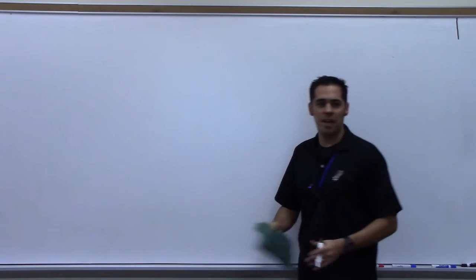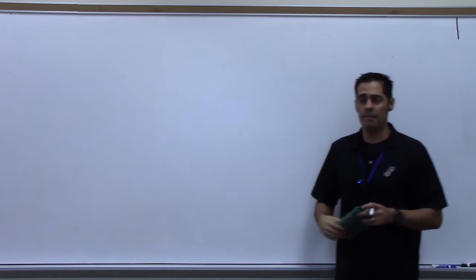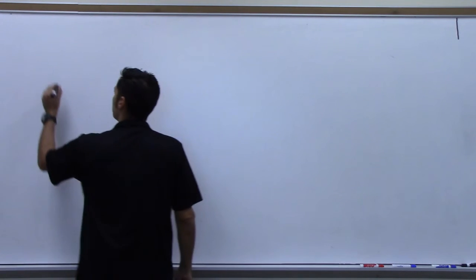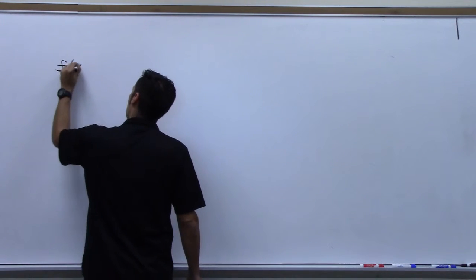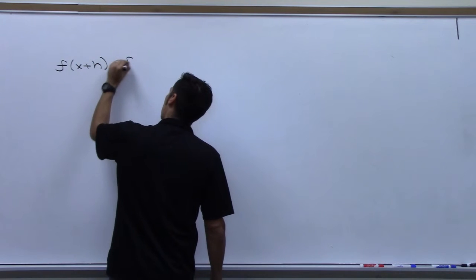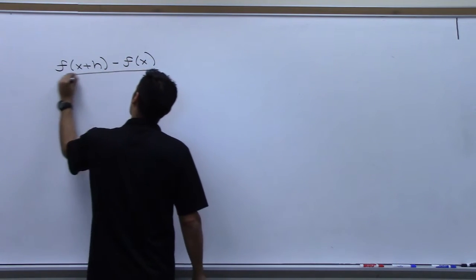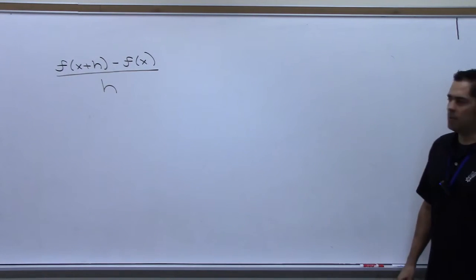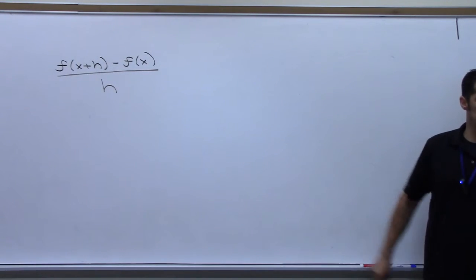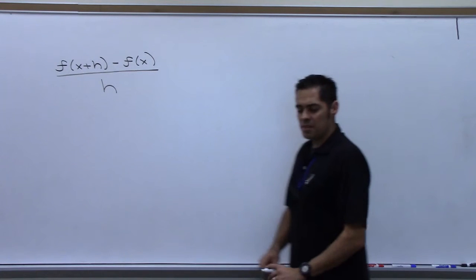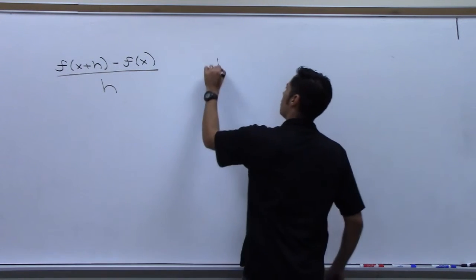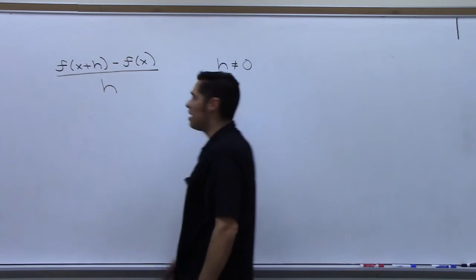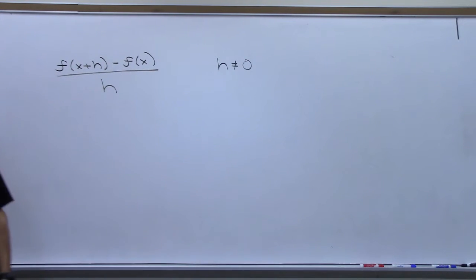fundamental to your success in Calculus 1, all right? The difference quotient is the following. f of x plus h minus f of x over h. That's called the difference quotient. That specific expression. What this expression assumes is a few things. First of all, h can't be 0. Now, why can't h be 0? You're dividing by 0, and we're not allowed to do that, right?